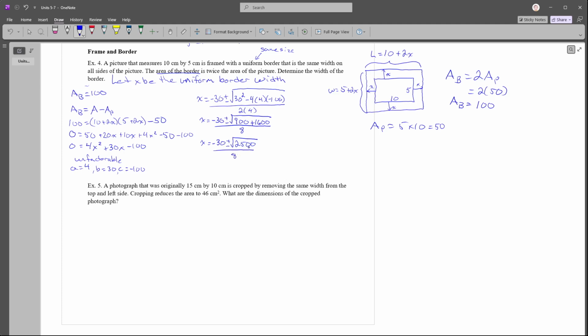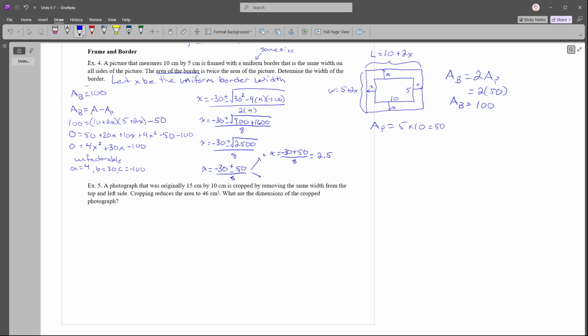Now, if you do the square root of 2500, you're actually going to find that that's exactly 50. Oh, that's great news. So now we have x is equal to negative 30 plus or minus 50 all over 8. So now we have two possibilities. We have the positive possibility, and that's going to be x is equal to negative 30 plus 50 over 8, which is 20 divided by 8. That's going to give you 2.5 centimeters, 2.5.